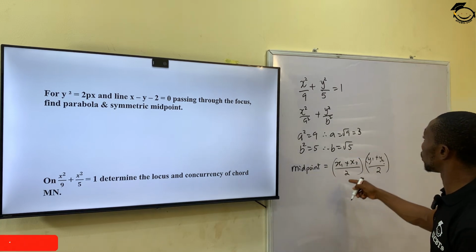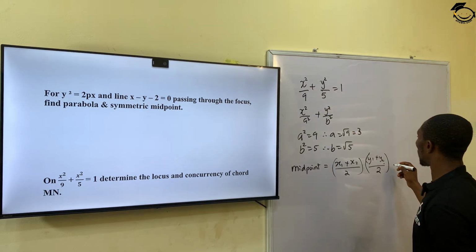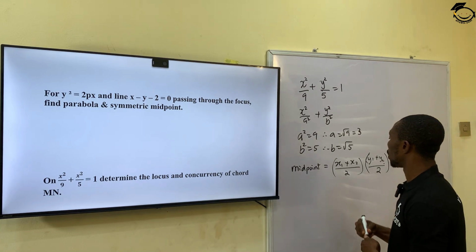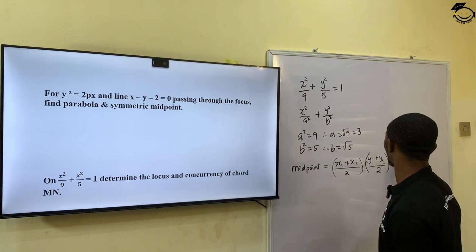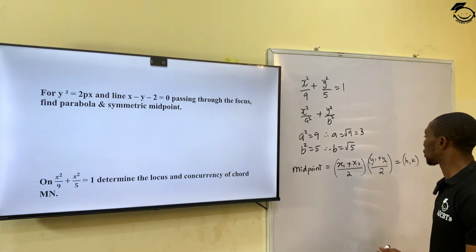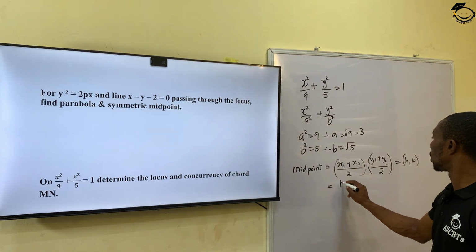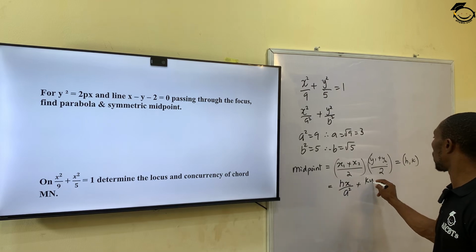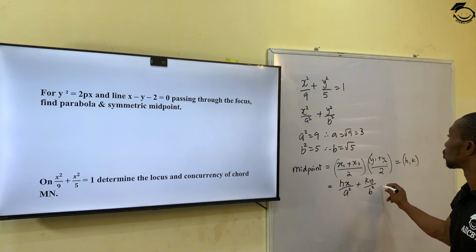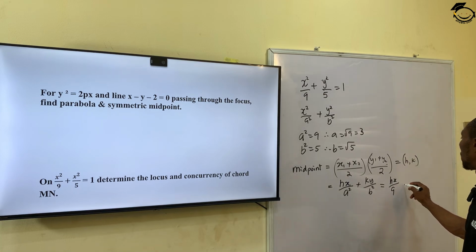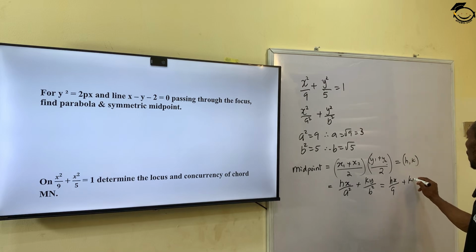Okay, now since no values were given for our x, we can represent it as h and k. So our x1 plus, we can say this to be our (h, k), will form our midpoint. It is also important to note that our midpoint will be hx over a squared plus ky over b squared. So this will give us a squared will become 9, so hx over 9 plus ky over 5 equals 1.